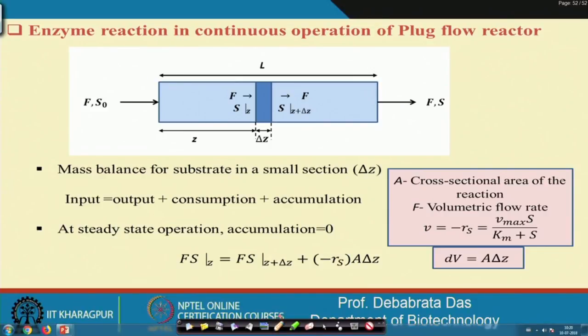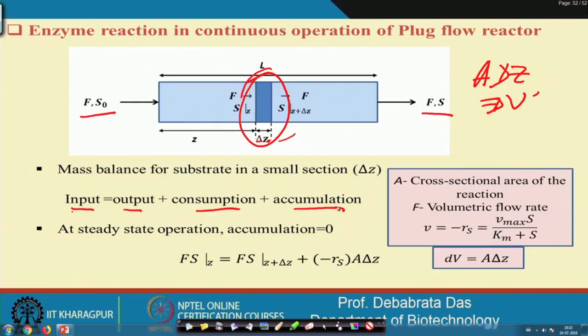Now, this is the kind of example that we have. Suppose, I told you this is F into S0 and this is F into S. Now, to analyze the system, we initially consider a differential fragment. This is a differential fragment whose thickness is del Z, and if you know the cross sectional area A, then A into del Z will be equal to the volume del V. Del V means volume of this particular differential section. Now, if you want to do the mass balance across this differential section, again our equation is the same: input equals output plus consumption plus accumulation. What is the input? F into S at Z, and whatever change is there, I can write at Z plus del Z, and then minus RS into this volume, because we can express it like this.